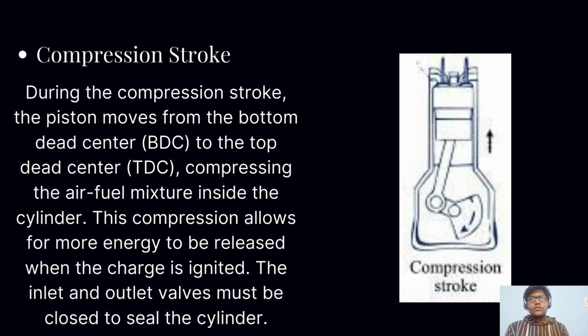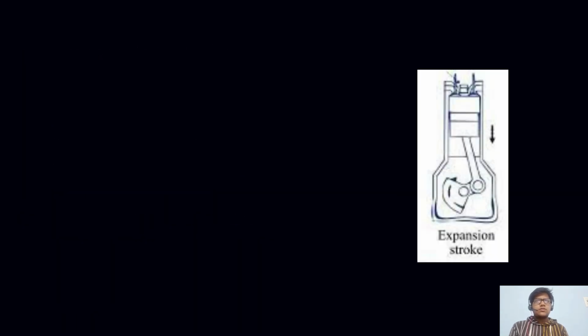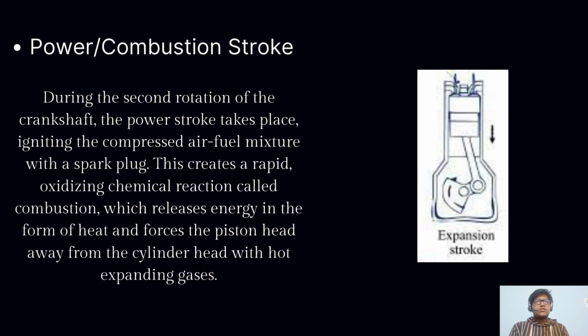From the diagram, you can see the piston moves from BDC to TDC, that is from down to upward direction. Here the key point is both the valves, inlet and outlet valves, are closed and the crankshaft again makes an angle of 180, and adding the previous stroke, the total angle made by the crankshaft is 360. So let's understand the third stroke, that is the power and combustion stroke.